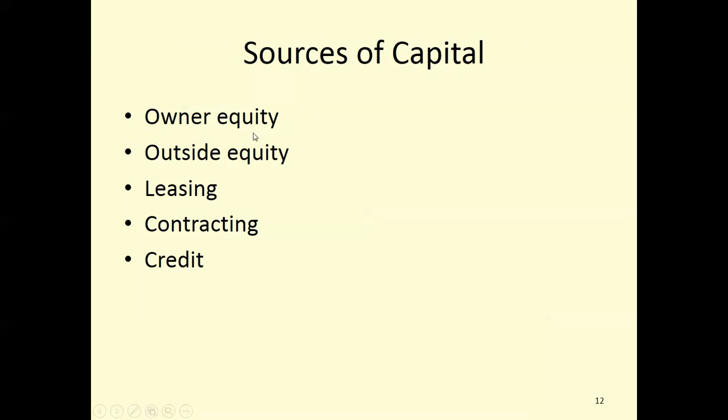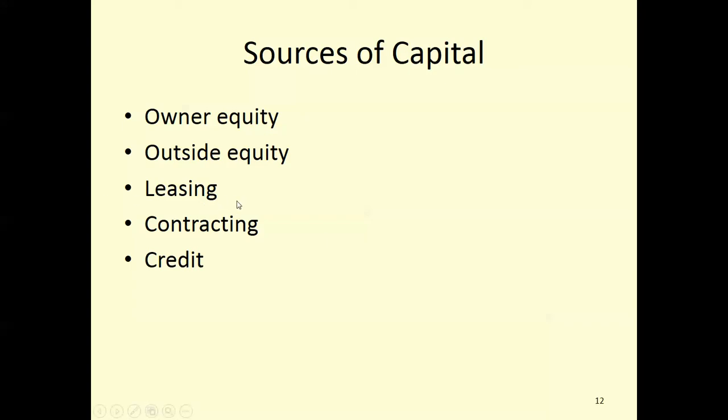Okay, so where do we get capital? We have our own owner equity, in other words, money that we have saved up. That's our money we're using. We have outside equity. This is like when we borrow money from a bank or other lending institution, like Farm Credit Services or the United States Department of Agriculture. We borrow money from those institutions. That's using outside equity.